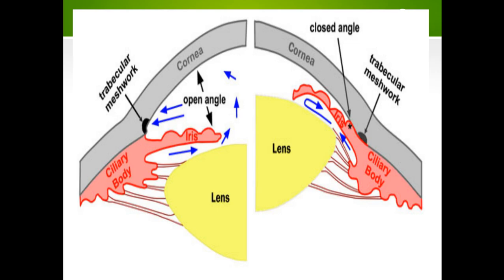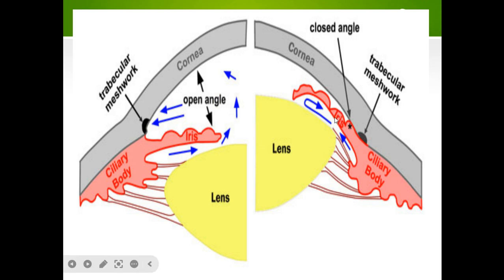So here you can clearly see the difference between primary open angle glaucoma and primary angle closure glaucoma. In open angle glaucoma, the angle is not closed between the iris and the cornea. The trabecular meshwork is blocked, which leads to reduced drainage of the aqueous humor outflow, which further leads to an intraocular pressure increase, and it leads to eye damage.